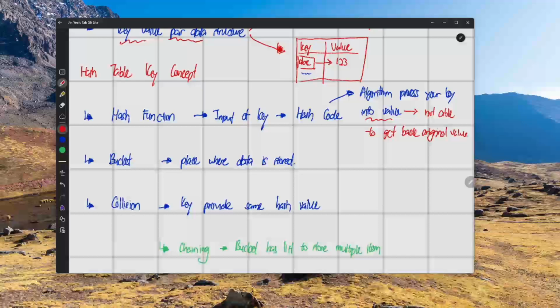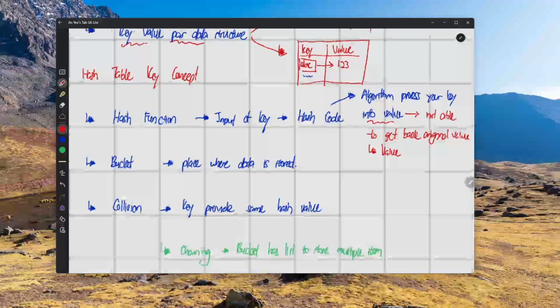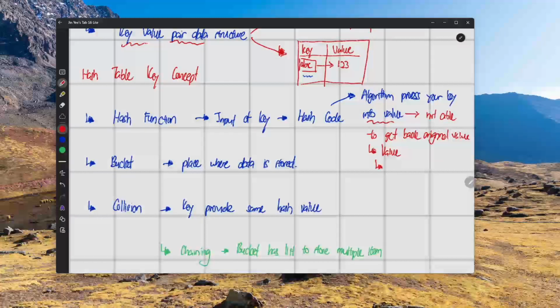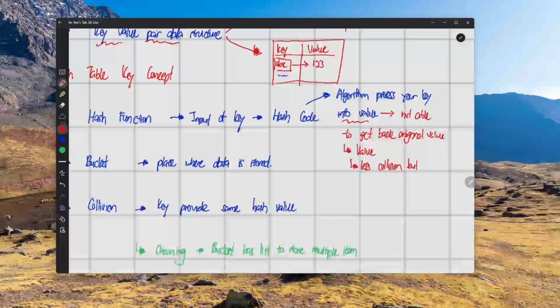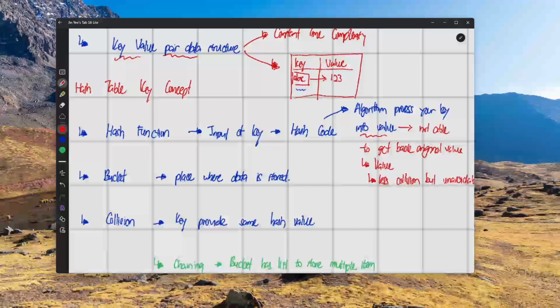Which means the value is lost after the hashing. Okay, so a good hash function is going to have less collision, but it's almost unavoidable to have a collision. So this is roughly what the hash function is used for. This hash function is going to process your key into a value.